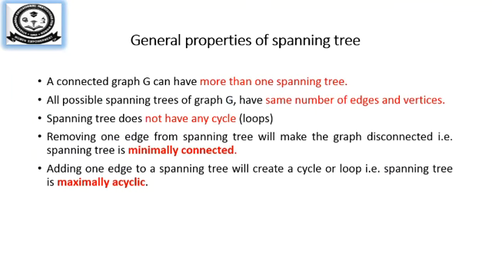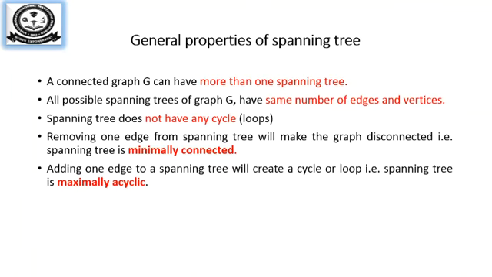The general property of the spanning tree is, if a graph is connected, then you will have more than one spanning tree. So there will be many possible spanning trees for the same number of edges and vertices. The only thing is you will not be having any loops or cycles in the spanning tree. So removing one edge from a spanning tree makes the graph disconnected, and the tree will be minimally connected, or we can say it is weakly connected.